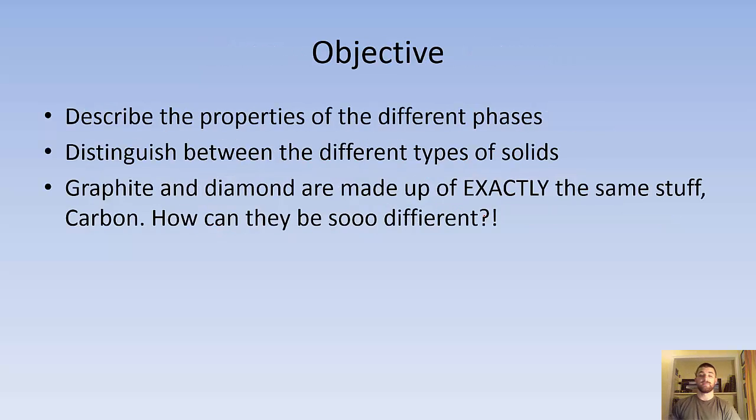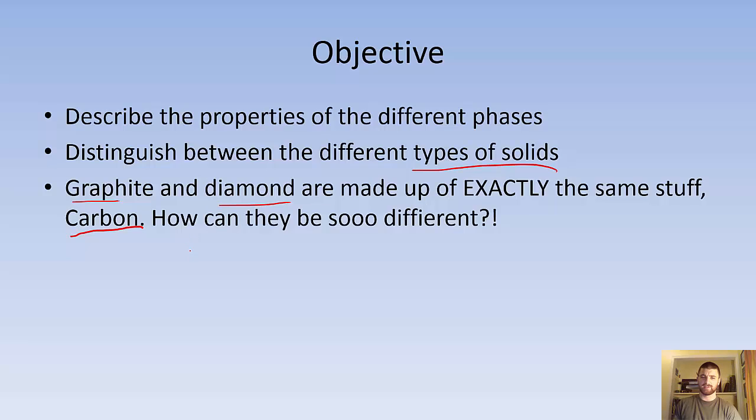So today's objectives with this video, I'm hoping that you guys are going to be able to describe the properties of different phases. So what makes solids different than liquids and liquids different than gases. Distinguish between the different types of solids, and you can do a little research and find out, apply this information to figure out, well, graphite and diamond are made up of exactly the same stuff, carbon. They're both just carbon, but how can they be so different?